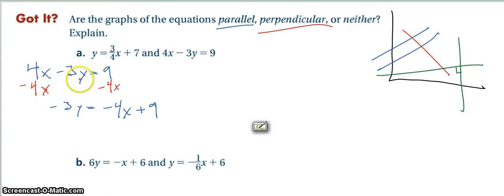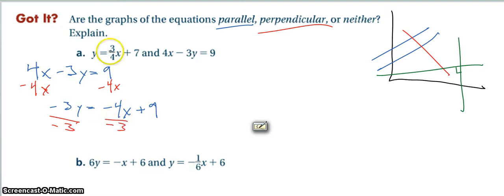So I like leaving my y on the left-hand side. I just think it makes things easier to work with. So I leave that there, and I get rid of the 4x by subtracting 4x from both sides. I then have -3y is equal to -4x plus 9. So then, to get y by itself completely, I would divide by -3.